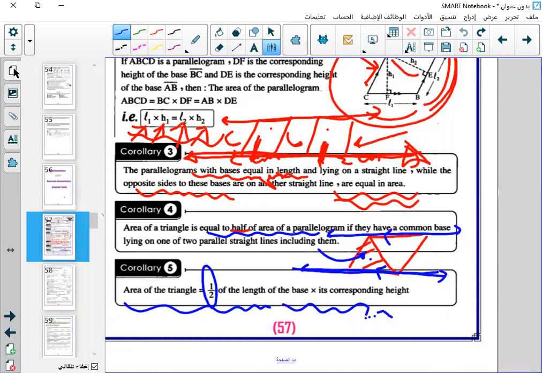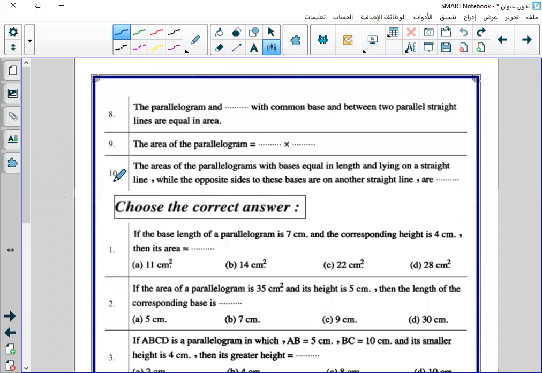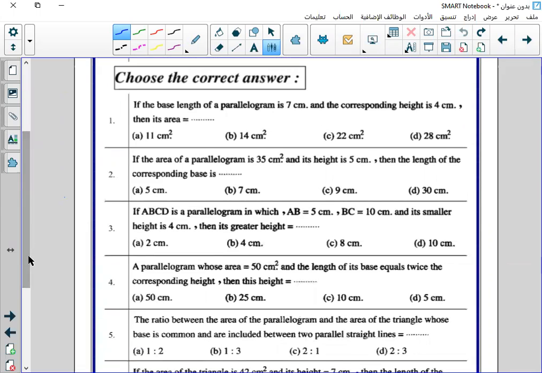Okay, let's practice. Let's start with choose the correct answer. Number 1: if the base length of the parallelogram is 7 centimeters, and the corresponding height is 4, then its area equals what? Yes, Sarah?